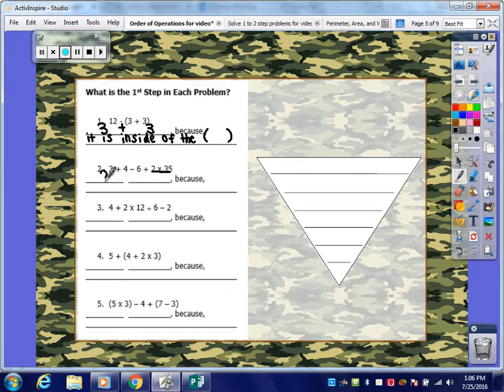So you do have to do 2 times 35 first, because multiplication comes before addition and subtraction.